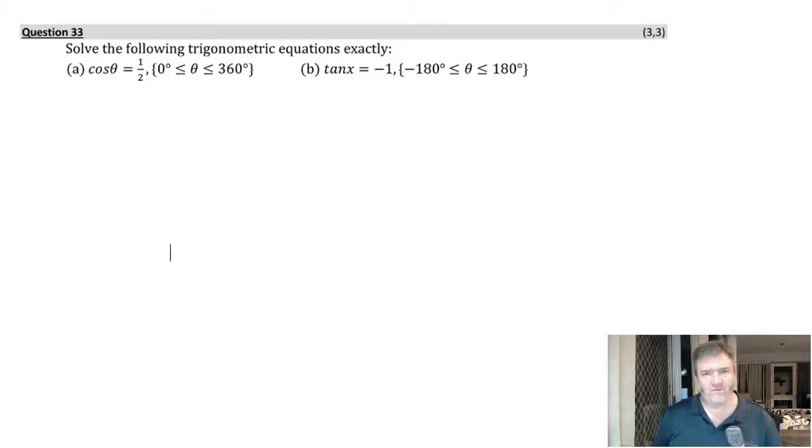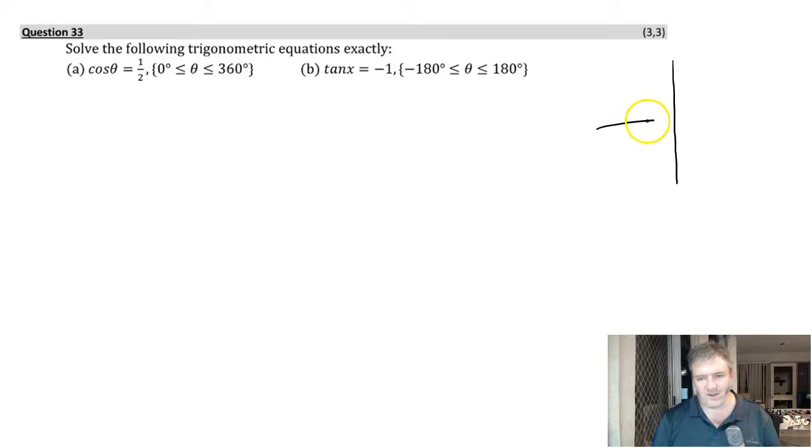Question 33. Solve the following trigonometric equations exactly. Cosine theta equals 1/2. And then the next one, tan x equals -1. Luckily we're dealing in degrees, and we have to be careful about the domain. This one was -180 to 180. This one's 0 to 360.